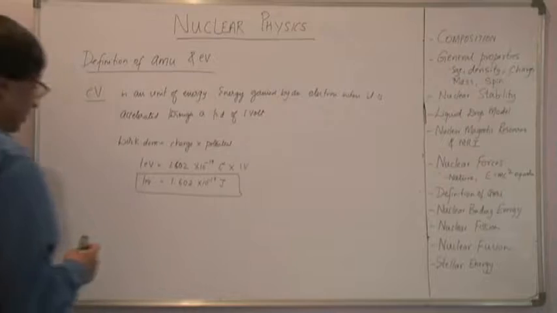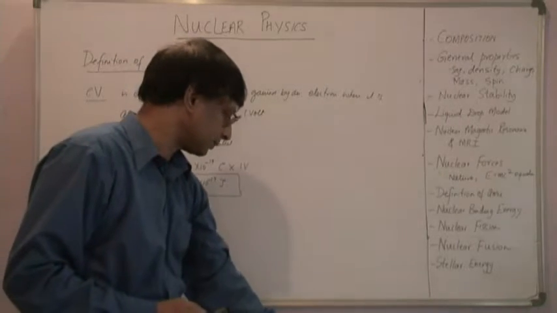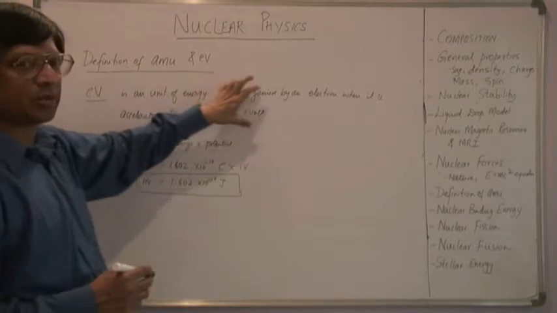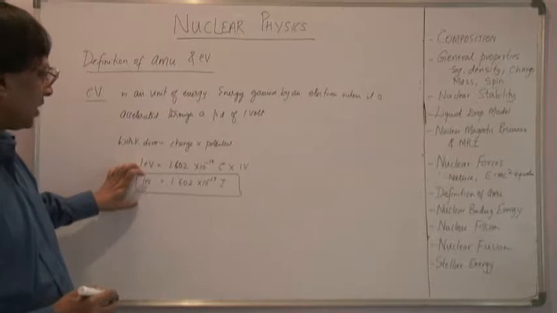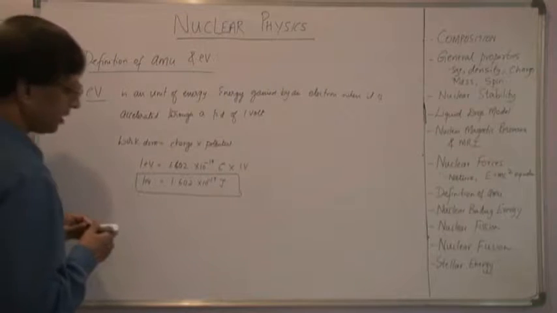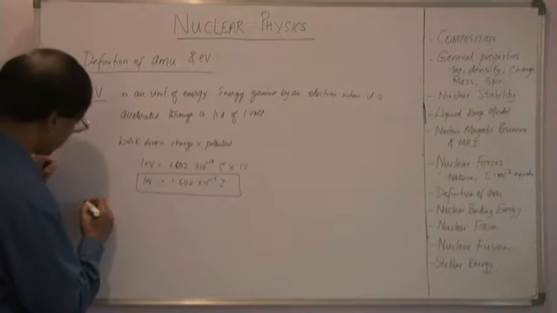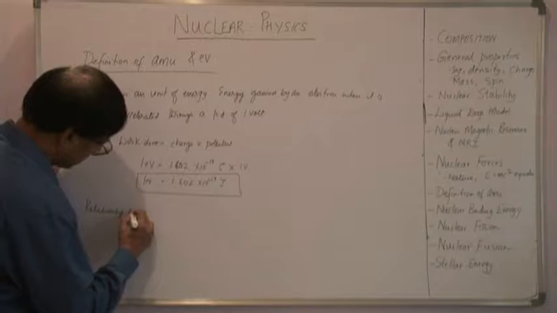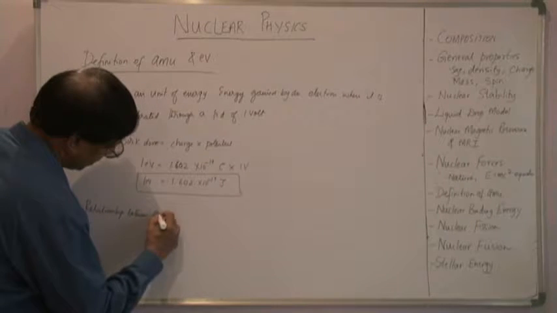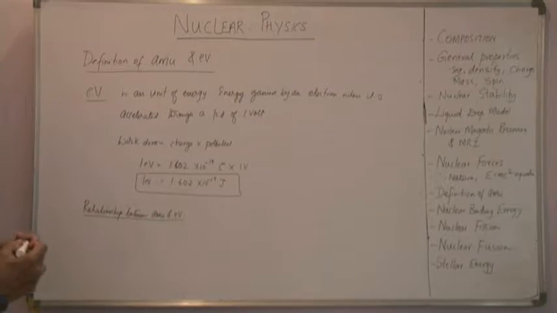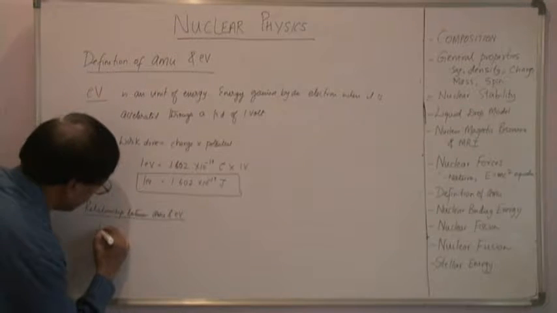Now let us find out the relationship between an AMU and electron volt. So basically what we will be doing is, we are going to use Einstein's mass energy relationship, because we have mass, that is 1 AMU is equal to so and so, and then we have 1 electron volt, that is energy. So we'll find out the equivalent of mass energy for an AMU. So let us now look at the relationship between AMU and electron volt. What we are going to do initially is start off with the equation E equal to mc square.